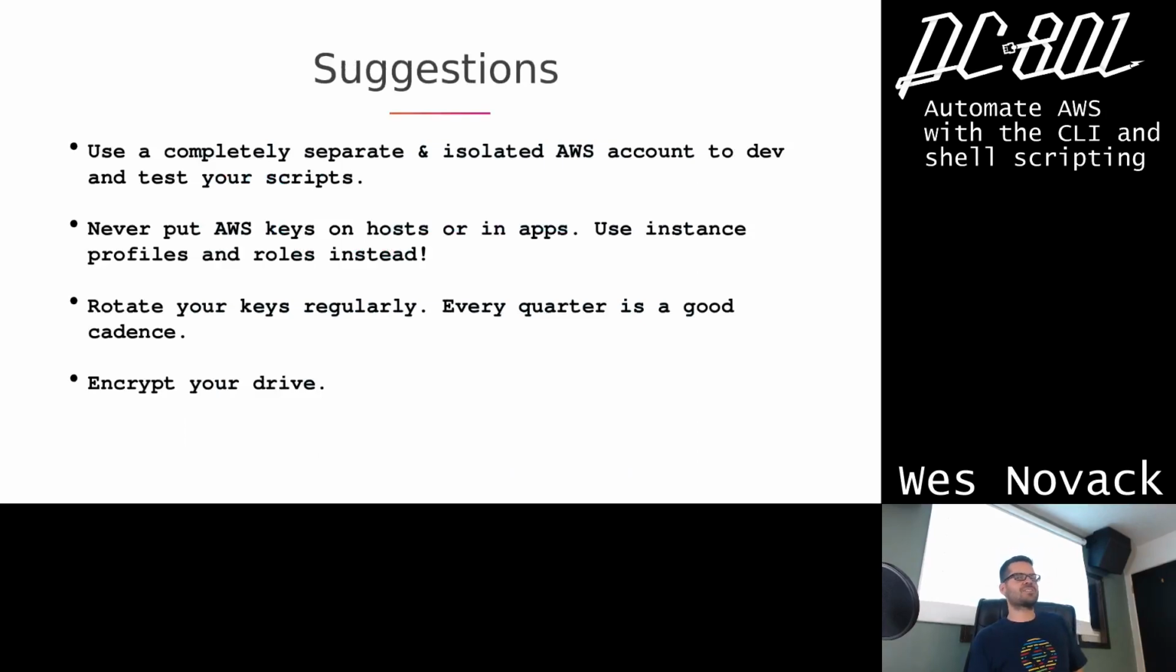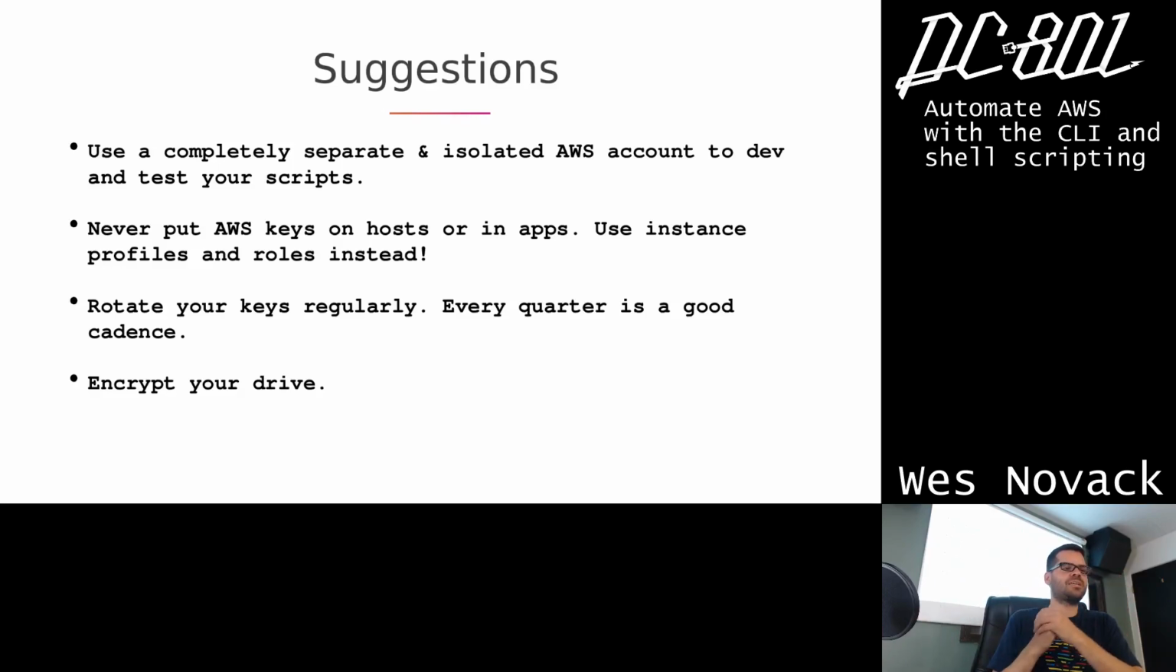So a couple suggestions on scripting with the CLI. Use a completely separate and isolated AWS account to dev and test your scripts. You can easily do things that maybe you didn't intend to do, and things could go wrong very easily when you're testing and developing a new script. So use a dev account that doesn't have your production resources in it. Make sure you're using the right named profile when you're doing that, or the right set of credentials.